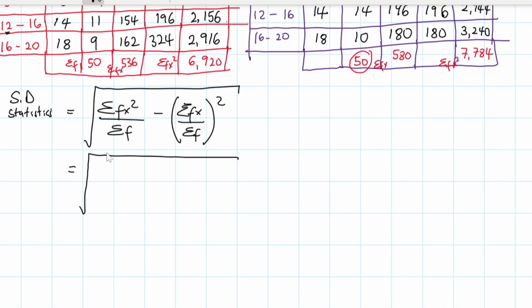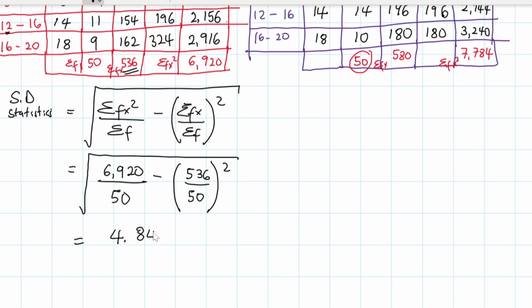So this is going to become 6,920, divided by the summation of f, which is 50, minus the mean squared. This is going to be 536 divided by 50. The summation of f of x here is 536, and the summation of f is 50, squared. So what do we have at the end of the day? All this is under the square root. If you punch that into your calculator, you're going to end up with 4.8458. That is as far as standard deviation for statistics is concerned.